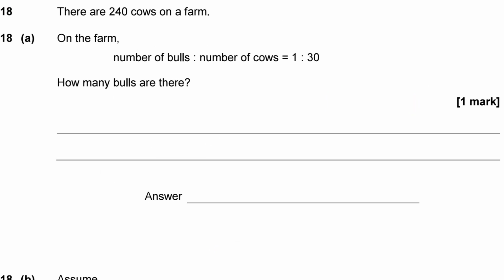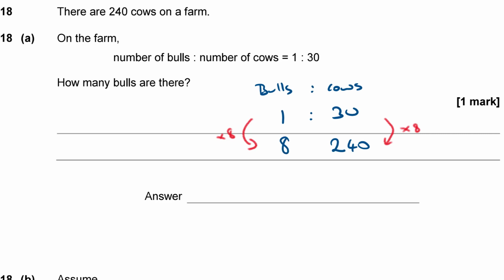Question 18. There are 240 cows on a farm. Part A says, on a farm, the number of bulls to the number of cows is 1 to 30. How many bulls are there? So if the ratio of bulls to cows is 1 to 30, but we have 240 cows on the farm, how many bulls is that? Well, what do we have to multiply 30 by to get 240? 30s into 240 is the same as 3s into 24. 3 goes into 24 8 times, so we've scaled it up by a factor of 8. So doing the same this side, 8 times 1 is going to give me 8 bulls.